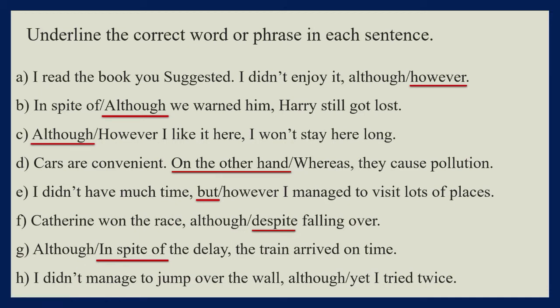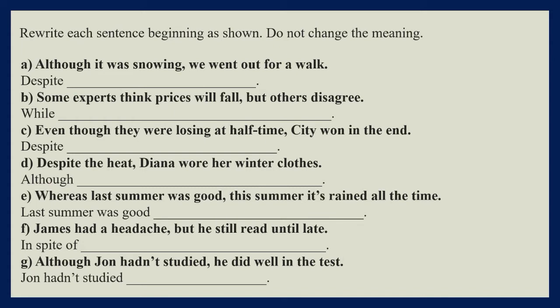H. I didn't manage to jump over the wall, although I tried twice, or yet I tried twice. Again, the succession or the sequence of the sentences is very important in here, and you need to pay close attention to the meaning of the sentences and check if they make sense with although or with but or yet. Next exercise. Rewrite each sentence beginning as shown. Do not change the meaning.